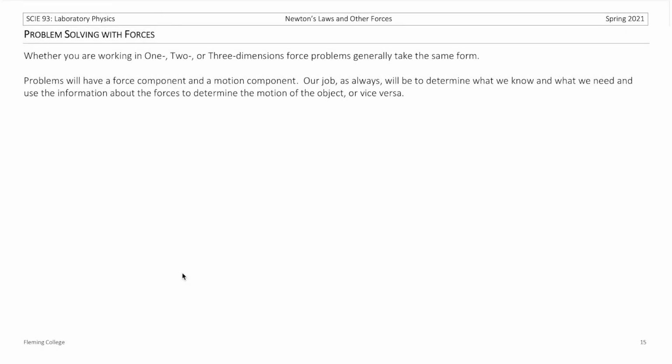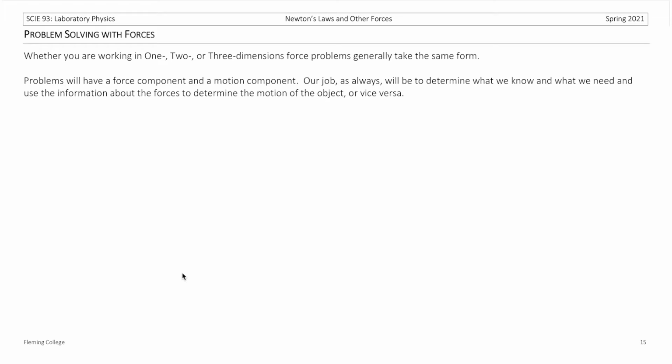Whether we're working in 1, 2, or 3 dimensions, force problems generally take the same approach. Problems will have a force component and a motion component, and our job, as always, will be to determine what we know and what we need to know, and then use the information given and our understanding of the concepts to solve for the missing information.